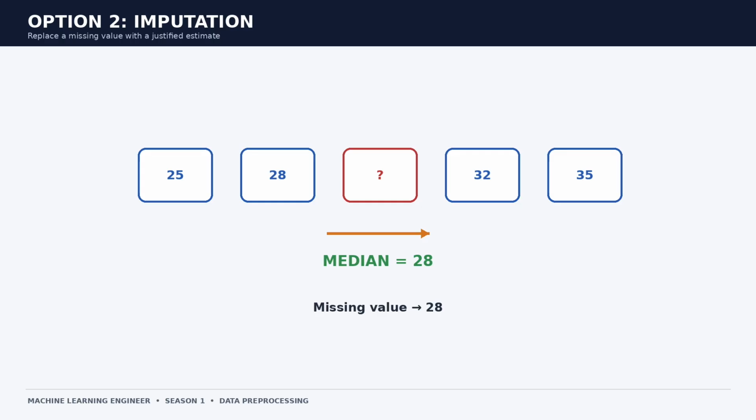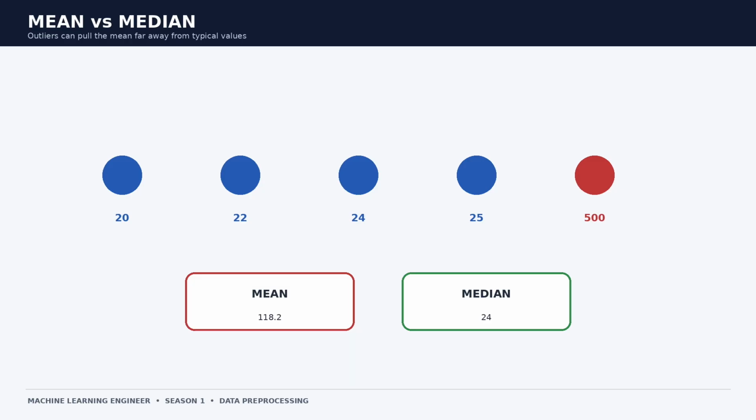Instead of deleting the missing value, we replace it with a reasonable estimate. For numerical data, common choices include the mean or median. Median is often useful when the data contains outliers because it is less affected by extreme values. Here is why median can sometimes be better. Imagine our values are 20, 22, 24, 25, and 500. The mean gets pulled dramatically upward by 500, but the median remains 24. So, blindly using the mean isn't always a good idea.